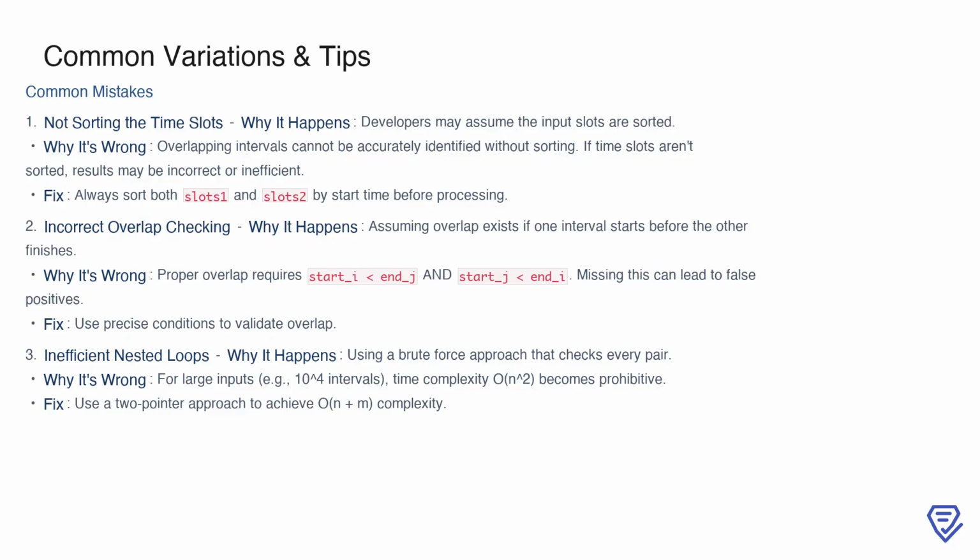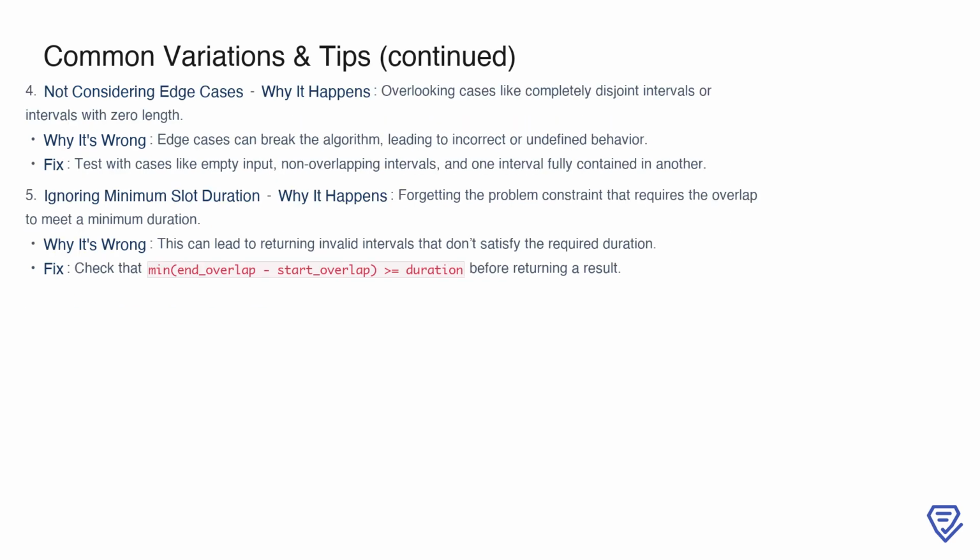Lastly, relying on inefficient nested loops to check every pair of intervals is another mistake. While it might work for smaller inputs, this brute force approach becomes impractical for large datasets due to its n squared time complexity. Instead, using a two-pointer technique can reduce the complexity to n plus m, making the solution much more efficient. Now, let's explore additional challenges that can arise.